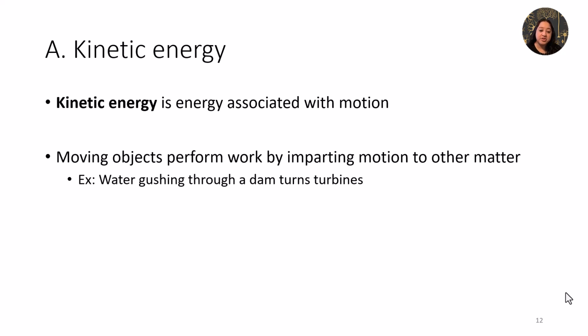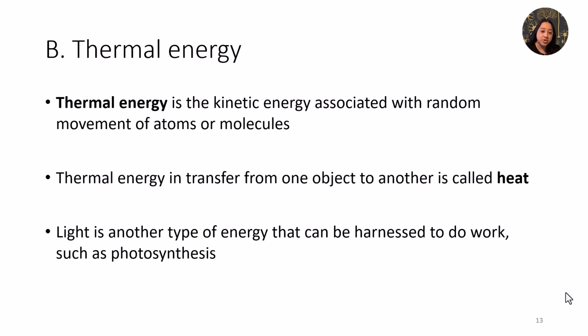So for example, if there's a dam, and the water is held up by the dam, then water gushing through the dam helps turn turbines. That's an example that we're going to use later on in this lecture too. So when something's moving, it's giving motion to other things. Water gushing through turbines turns the turbines, and that might be powering something else. So kinetic energy is motion. Thermal energy is the kinetic energy associated with random movement of atoms or molecules.